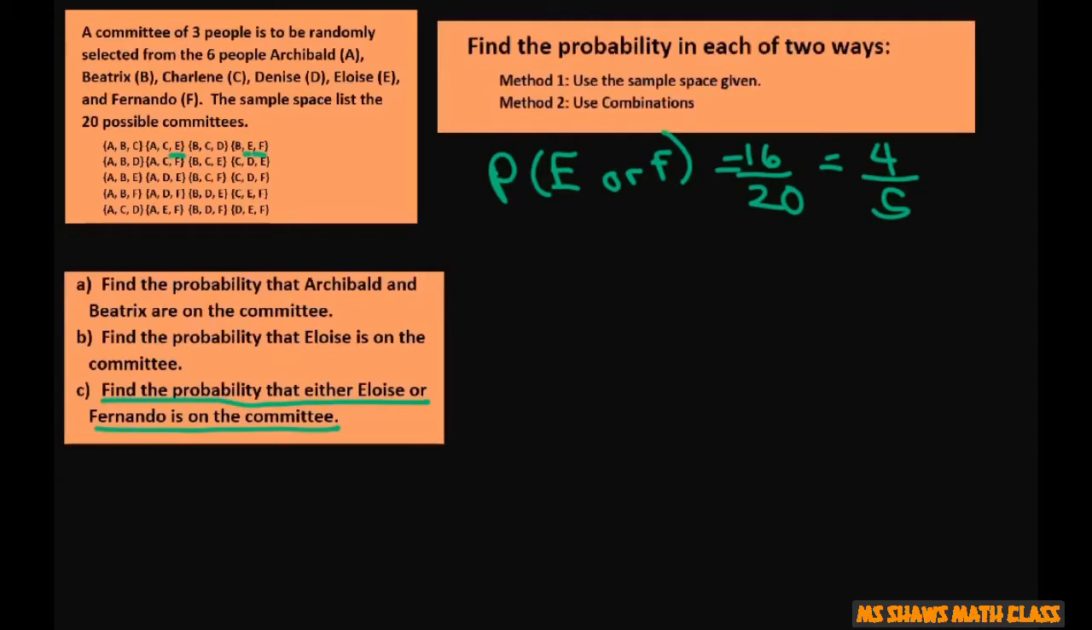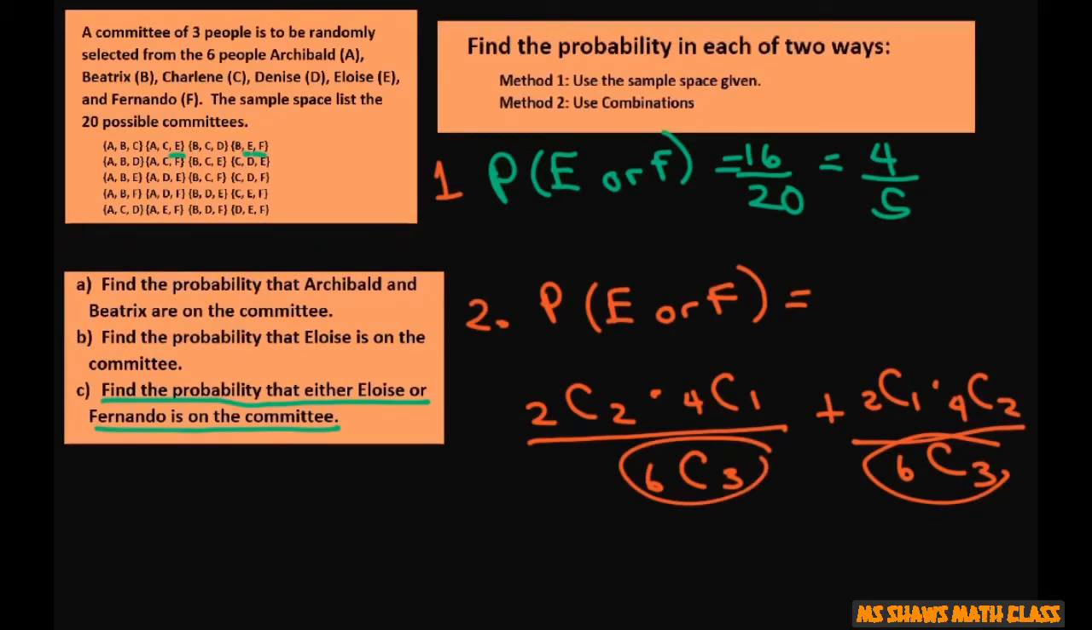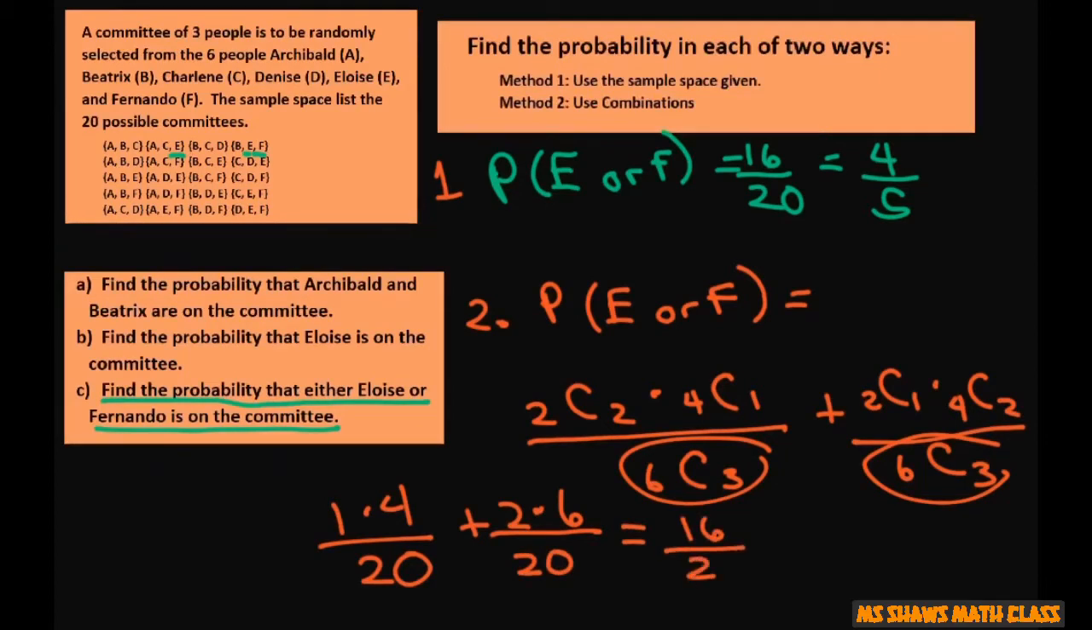Now, for the probability of E or F, you do the probability of E, which we already did. This is method 1, this is method 2. So the probability of E or F equals the probability of E, which is 2 choose 2 times 4 choose 1 divided by 6 choose 3, and then OR is 2 choose 1 times 4 choose 2 divided by 6 choose 3. Remember, this is 20, and that's going to give you 1 times 4 divided by 20 plus 2 times 6 divided by 20, and that's going to give you 16 divided by 20, which is 4/5.